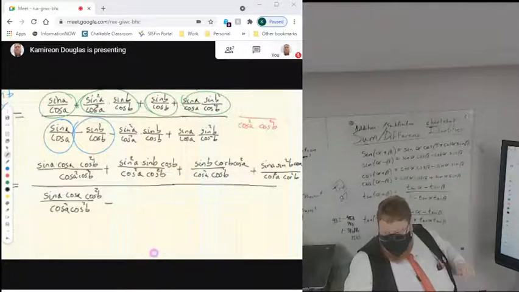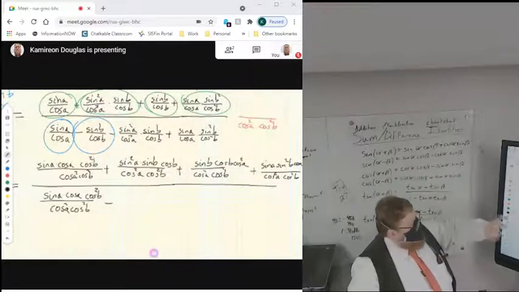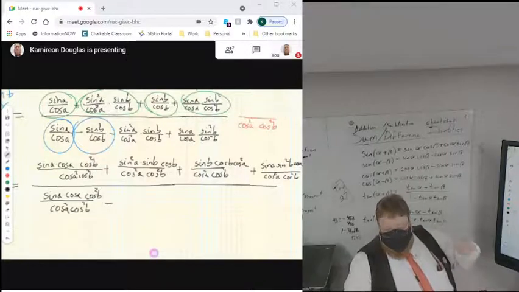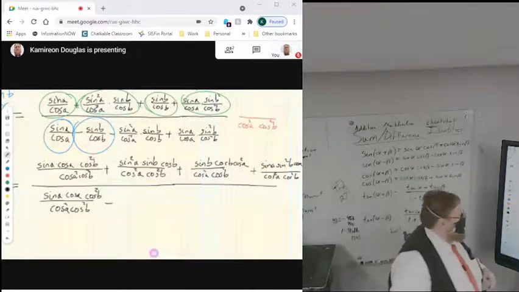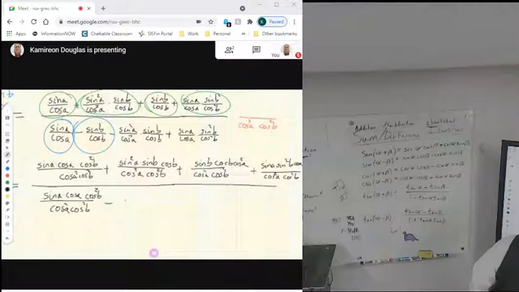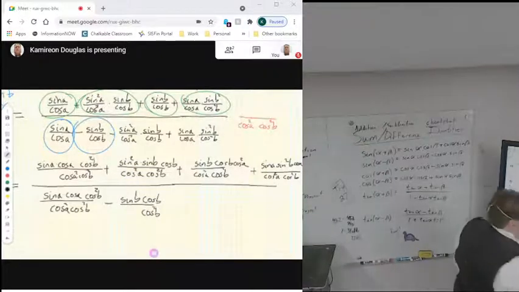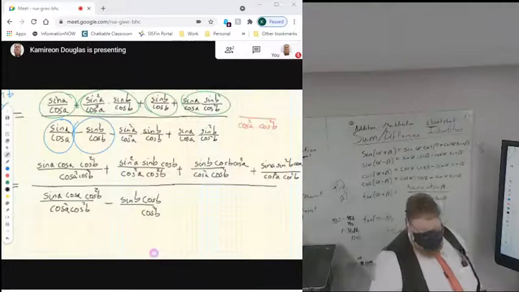Negative sine b cosine b. It's missing three things. It is missing one more cosine of b and two of the cosine of a's. Let's do it. Minus. So we have sine b on top. One of the cosine b is already on the bottom. So I put one more cosine b to make it cosine b squared, and I need two of these cosine a's.